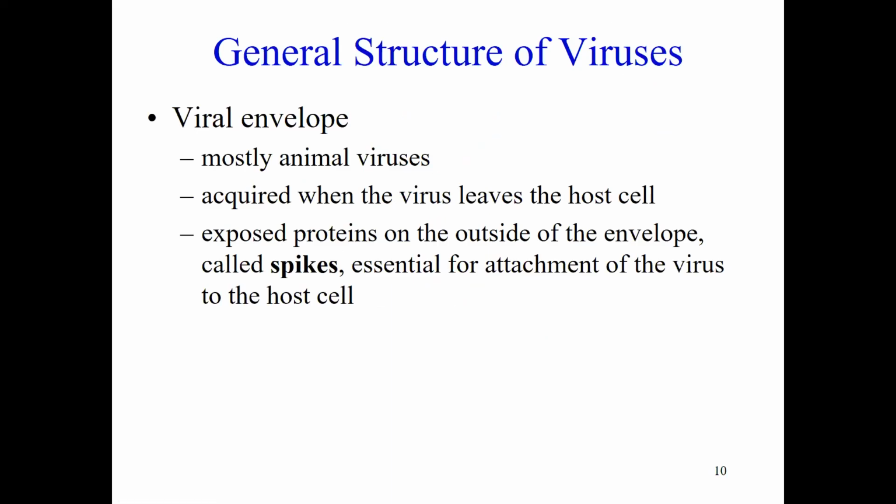When it comes to the envelope, typically viruses that can infect humans or animals are ones that have envelopes or structures, but not all of them. This envelope is acquired when the virus leaves the host cell. Sometimes it can even take part of the host cell's cell membrane as part of its envelope, or take some proteins from the cell as part of its envelope. But the exposed proteins on the outside of its envelope are called spikes, and they help with adherence.